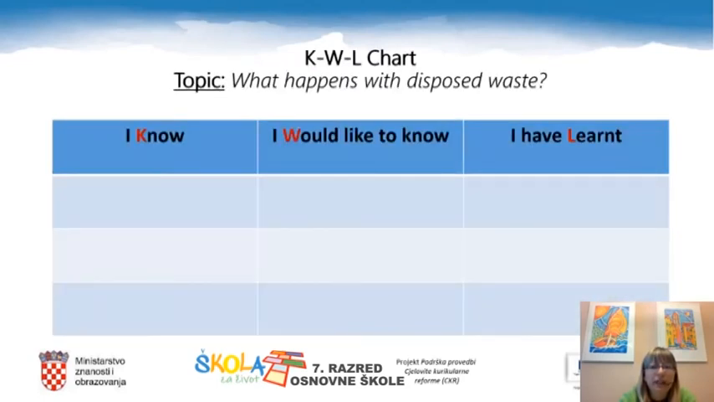Let's first explain KWL chart. You have to draw this chart in your notebook. The topic is what happens with disposed waste. You need 3 columns. In the first one, you write I know. In the second, I would like to know. And in the third, I have learned. So, if you have everything needed, let's start.